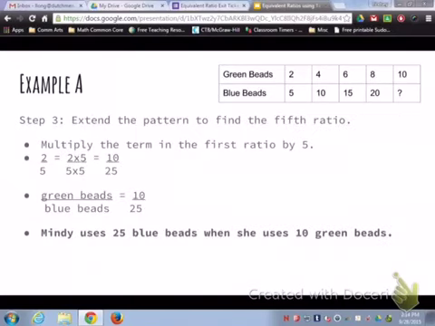Step 3. We need to extend the pattern to find the fifth ratio. So as we noticed in the previous slide, to get from our first to our second, we multiplied by 2. To get from first to third, we multiplied by 3. To get to the fourth, we multiplied by 4. So we want to multiply our first term by 5 to get to our fifth ratio. So 2/5 times 5 gives us 10/25. So for 10 green beads, she would use 25 blue beads.